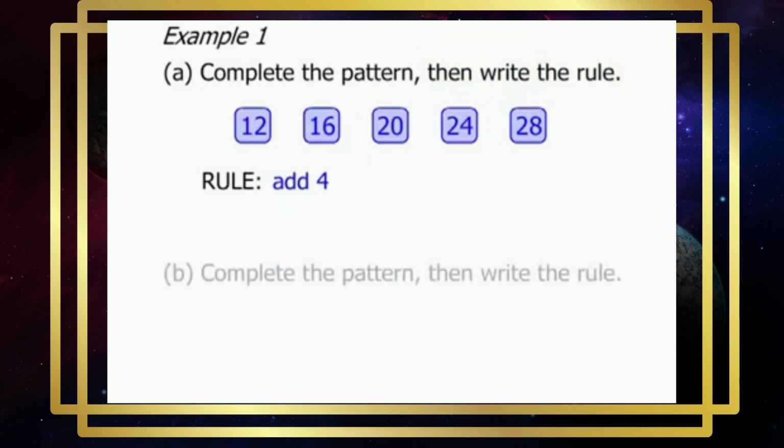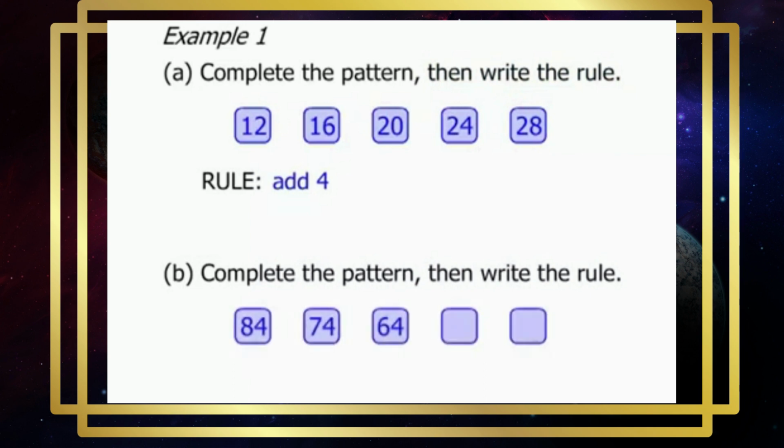Terrific. The next one, complete the pattern, then write the rule again. So here we go, 84, 74, 64. These numbers are going down. So once we work out what we've got to do, we're going to write the rule as well. So from 84 to go down to 74, we subtract 10. From 74, going down to 64, again we subtract 10.